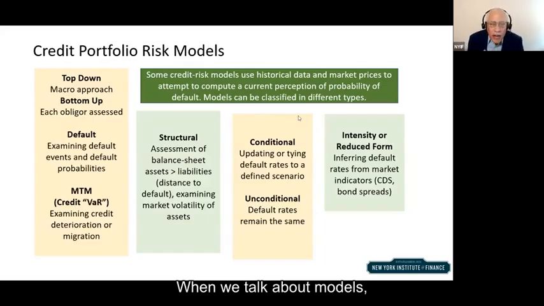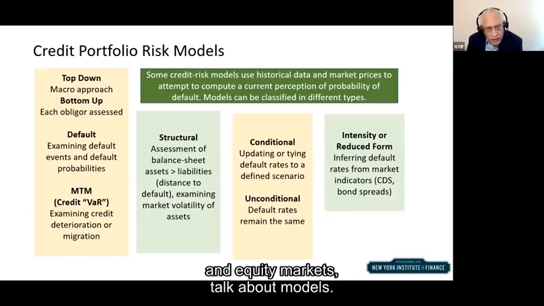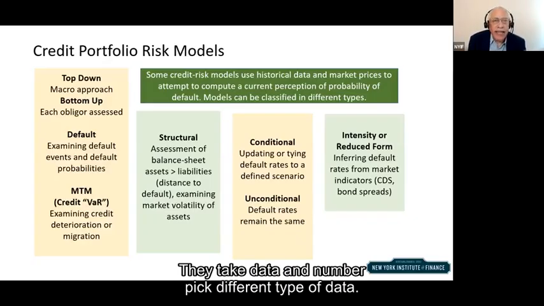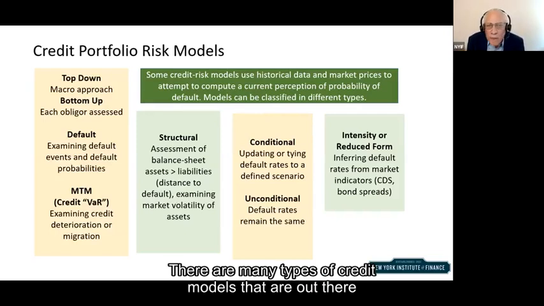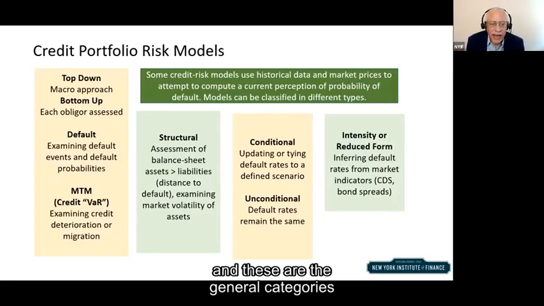Now, when we talk about models, when we're talking about markets, bond markets, CDS markets, and equity markets, we talk about models. These are computer models, algorithms. They take data, a number of different types of data. They put it into a black box and it outputs a probability of default. So there are many types of credit models that are out there. And these are sort of the general categories of those types of models.